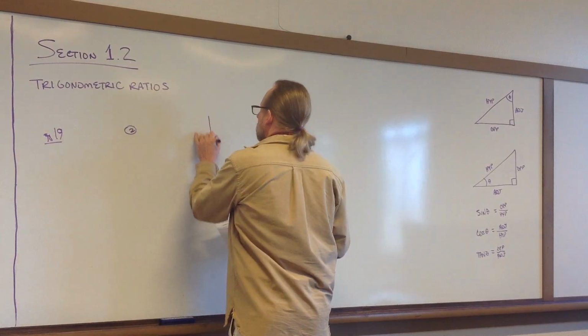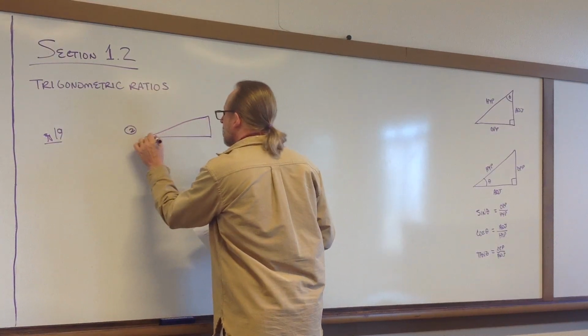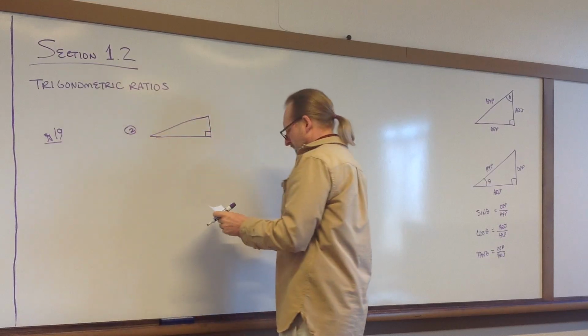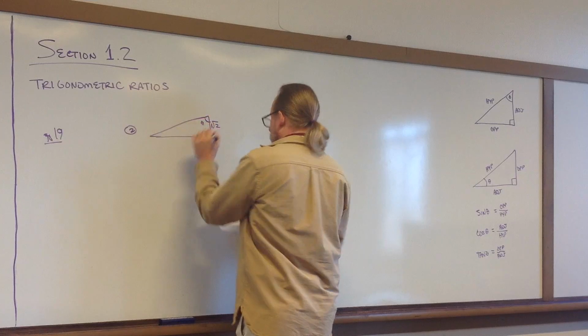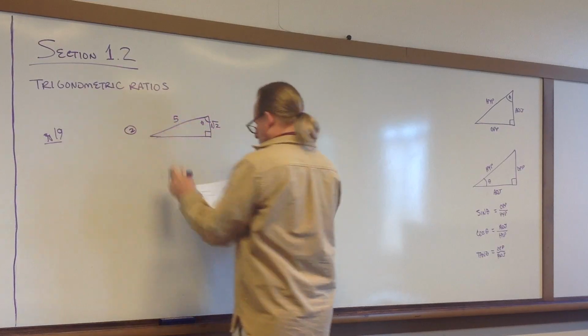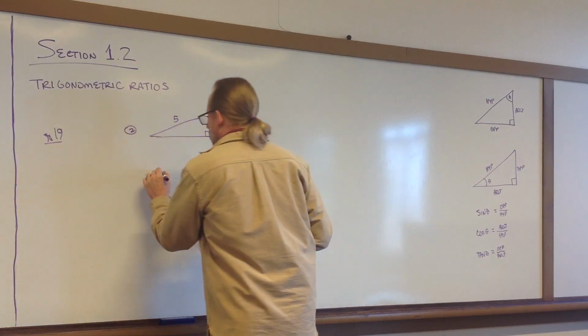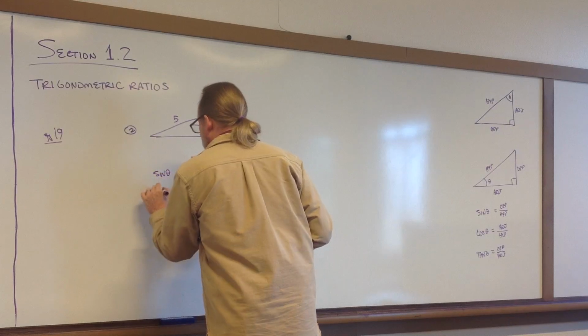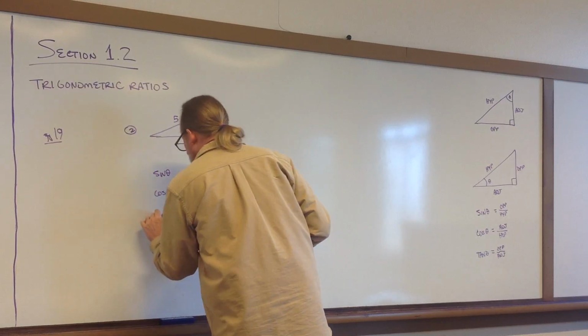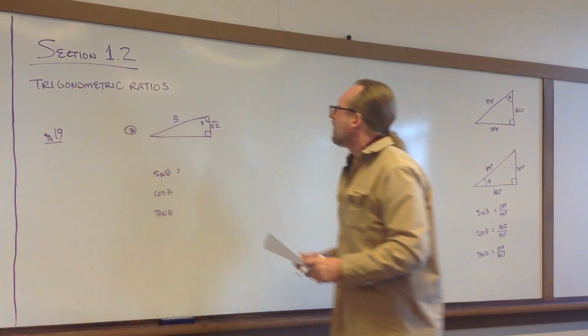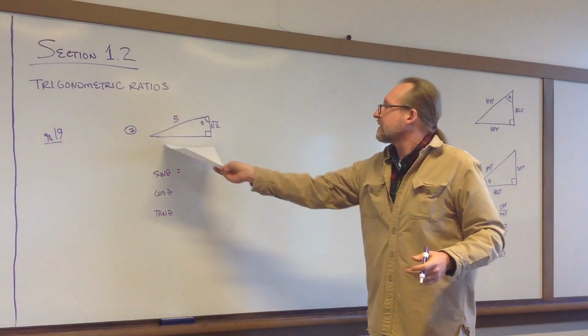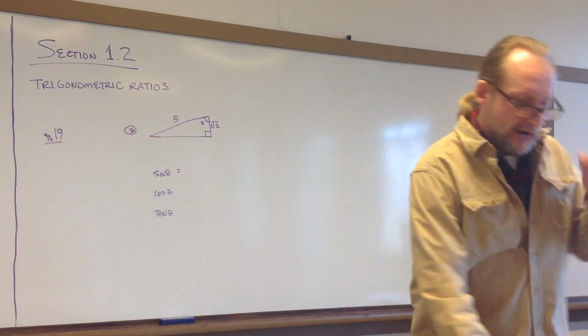Let's see, we've got kind of a long, skinny triangle. Got a right angle there. Our theta is up here. This is the square root of 2, and this is 5. And we want sine theta, cosine theta, and tangent theta. Okay, well, you can see we're missing this side down here in the triangle.